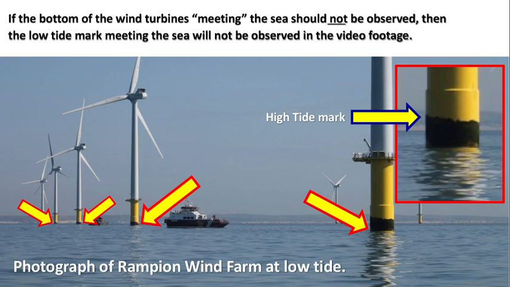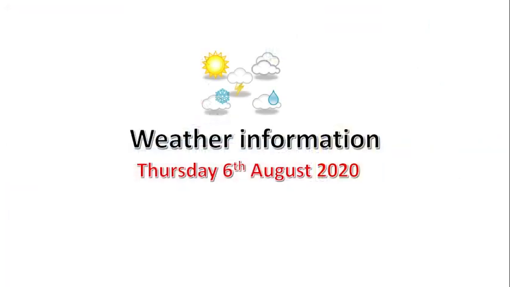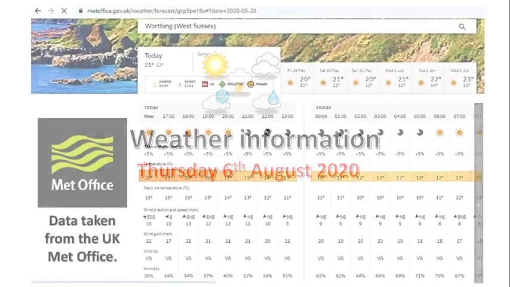Here we see the high tide mark and a low tide mark. Photograph of Rampion Wind Farm at low tide. High tide mark and a photograph of Rampion Wind Farm at high tide. Weather information, Thursday, 6th of August, 2020.